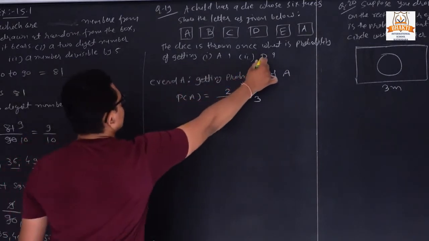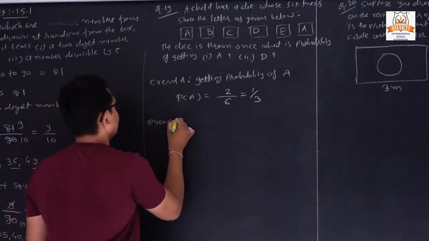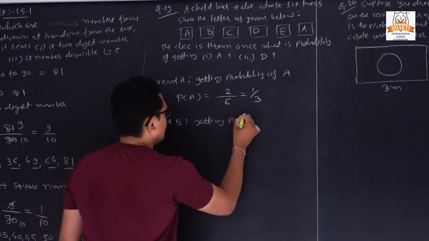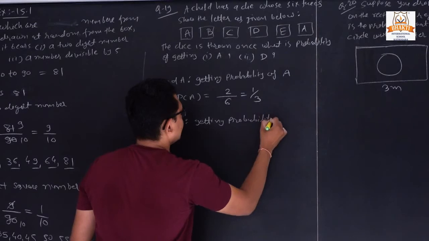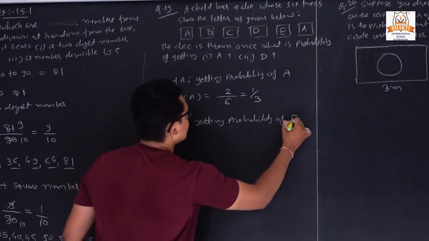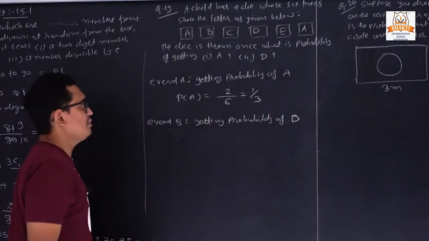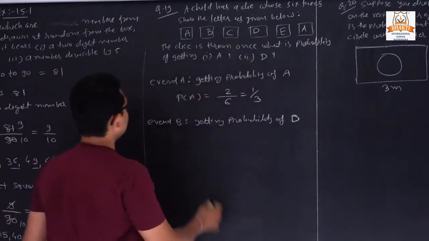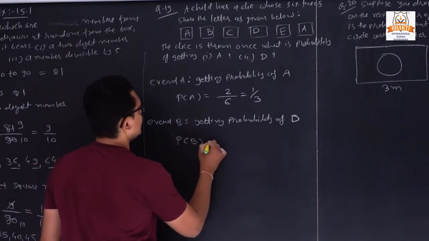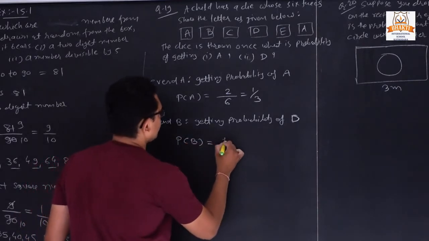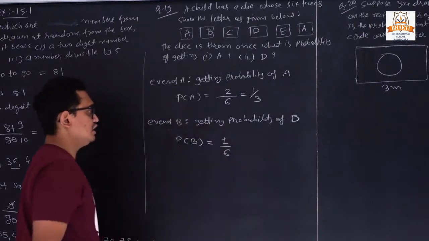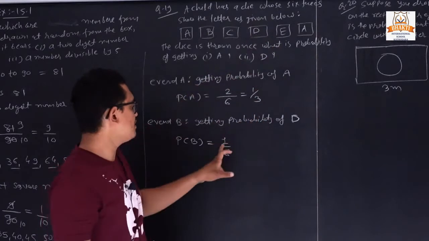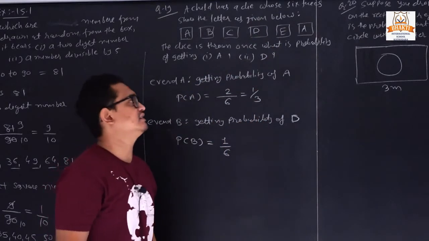Now event B, getting D. Clear? So how many times do we have D here? Only 1. So P of B is equal to 1 upon 6, because we have a total of 6 faces. Out of 6 we have only one D, so its probability is 1 by 6.